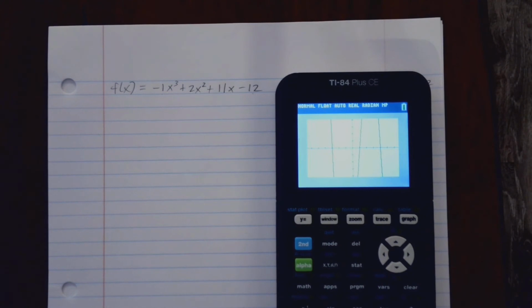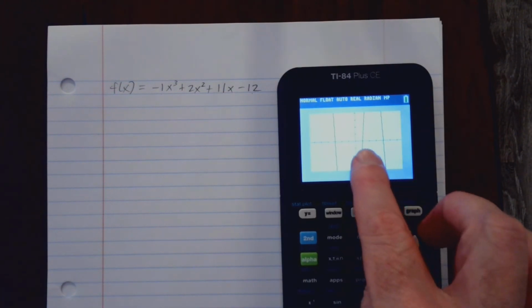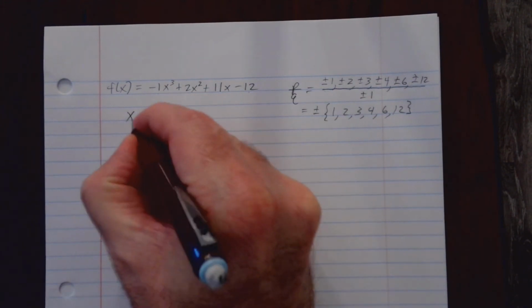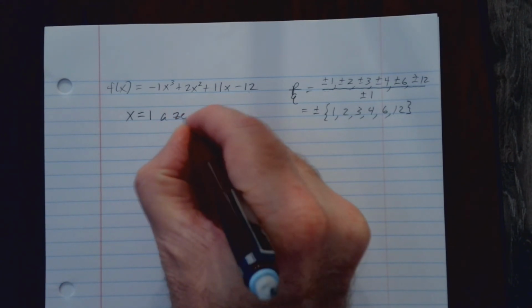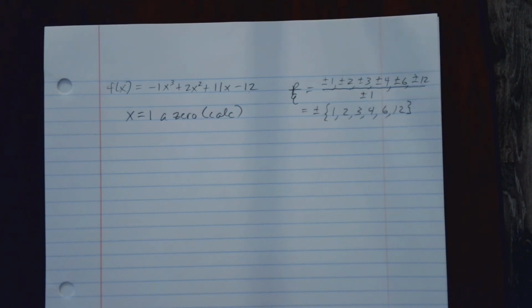Now on a test, you can't just say, hey, I got my 3 zeros off my calculator. What I'm allowing you to do is take one of these zeros and use it, well, first of all, confirm that it's a 0, and then use it to find the other zeros. Now, a lot of times the other zeros are not going to be such nice numbers like they were here. So I'm going to use x equals 1. I usually try to use the smallest positive number. And so I would say x equals 1 is a 0, and I'm going to write calc in parentheses indicating that I got it off my calculator.